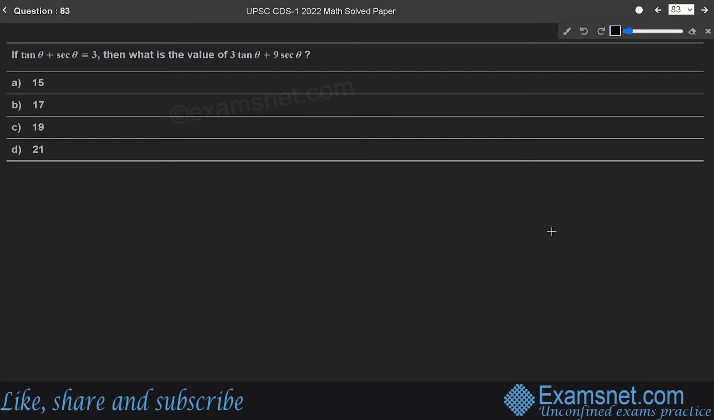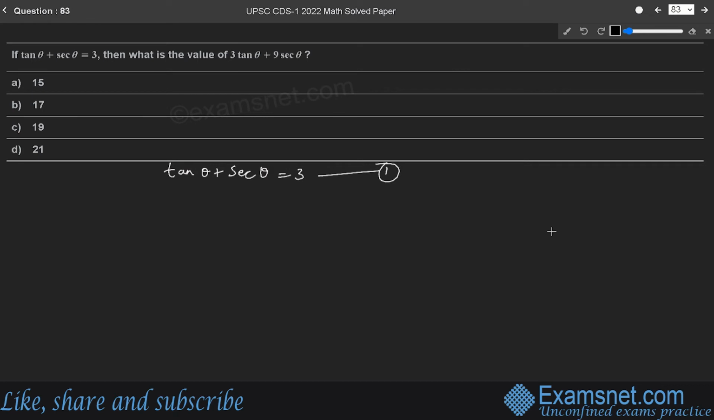Next question is, if tan theta plus sec theta is equal to 3, then what is the value of 3 tan theta plus 9 sec theta? A value is given which we have written here. According to the formulas of trigonometric expressions, it can be written as, let this be equation number 1.